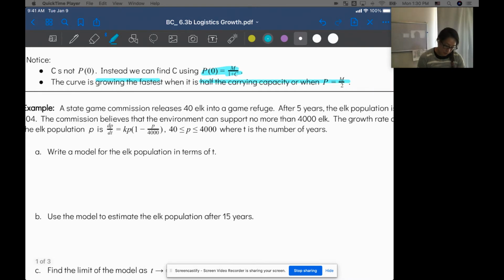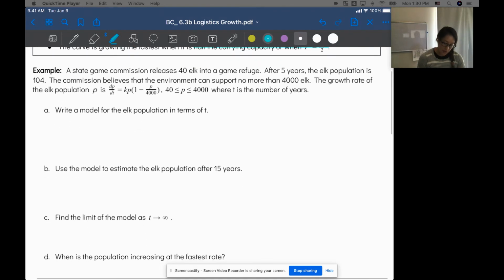All right, first example. A state game commission releases 40 elk into the game refuge. After 5 years, the elk population is 104. The commission believes that the environment can support no more than 4,000 elk. The growth rate of the elk population, P, is dP over dt is equal to kP times 1 minus P over 4,000 when P is between 40 and 4,000, where t is the number of years.